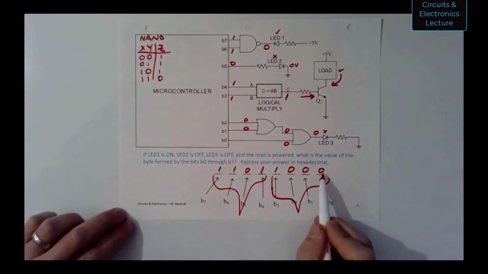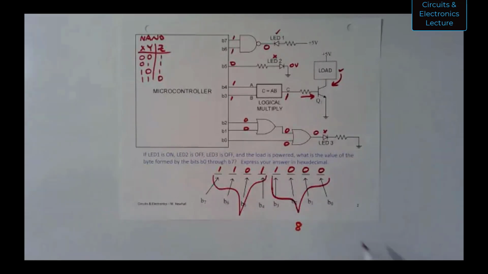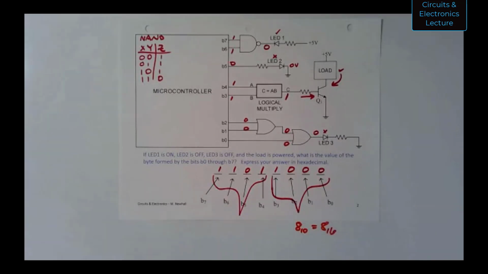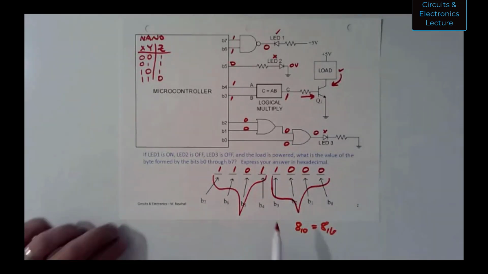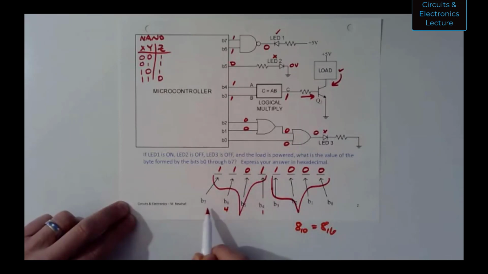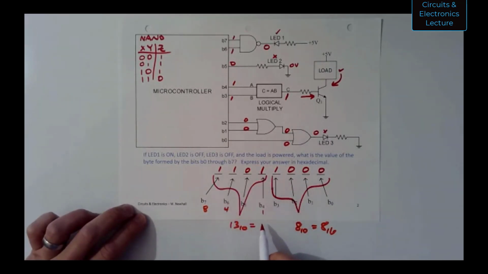And let's see, this value here would be 1, 2, 4, 8. 8 base 10, which is equal to 8 base 16. And here I have, let's see, 1 plus 0, 2, 4, 8. I have a 13 base 10. And so let's see, that is a D, as in delta, base 16.